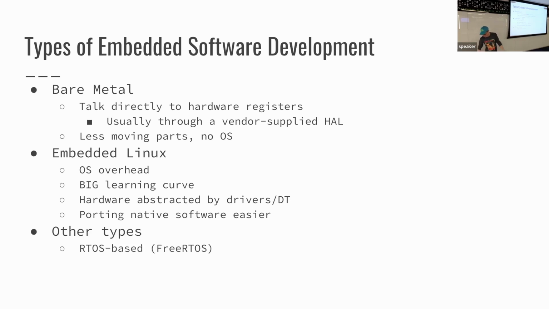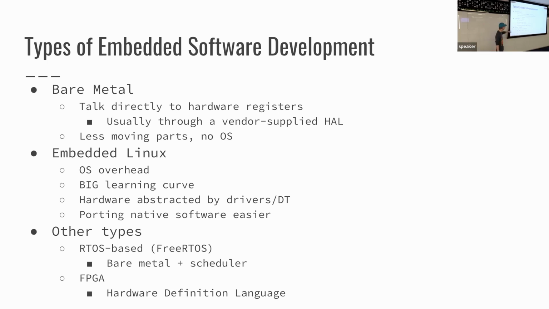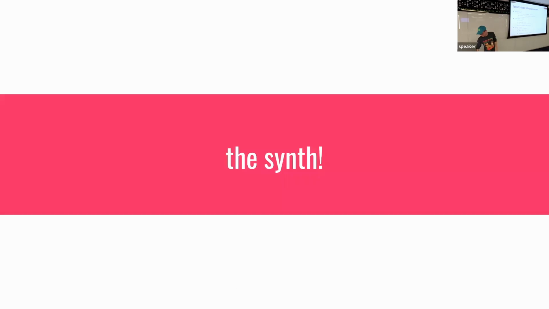And then I won't talk about these too much, but in your Googling you may find RTOS-based programming, which is basically you're still talking to registers a lot of the time, but you have schedulers and real-time guarantees. And then FPGA programming, which is kind of a different can of beans, where you're not actually writing a program for a CPU, you're configuring logic gates, or HDL, hardware description language. So all that's to say, we'll talk about the first one on the slide for the rest of the time.